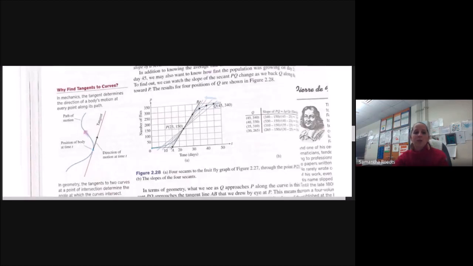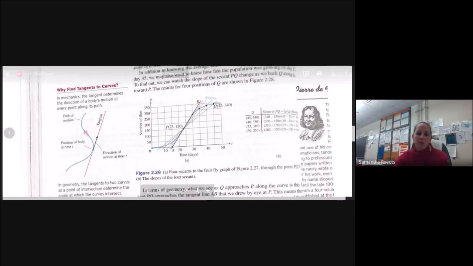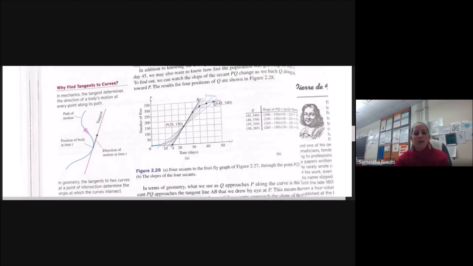So why are we finding tangents to curves? In mechanics, the tangent determines the direction of a body's motion at every point along its path. Here's my path of motion, the position of the body at time t, and here's my tangent, which is the direction at time t.